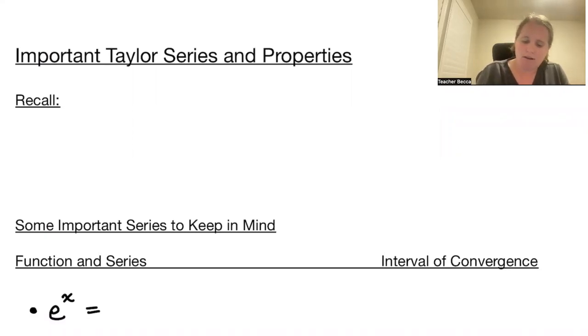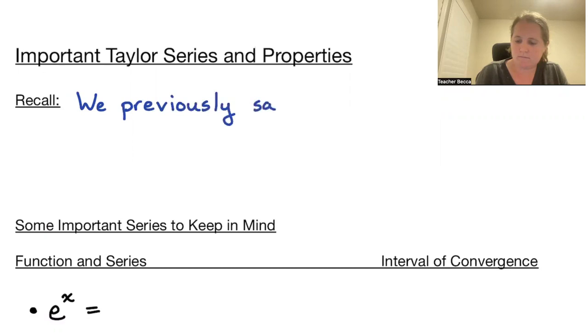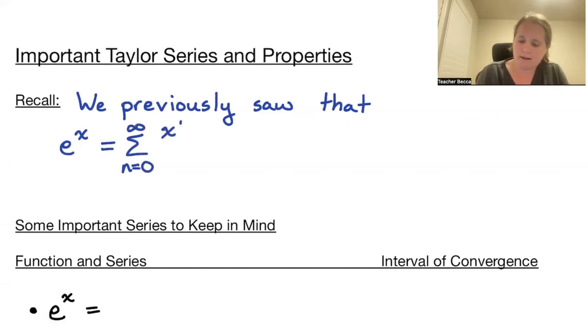So recall, we previously saw that e to the x was equal to its Taylor series or Maclaurin series. So e to the x was equal to the sum from n equals 0 to infinity of x to the n over n factorial. It would be very nice to have more known series for functions.